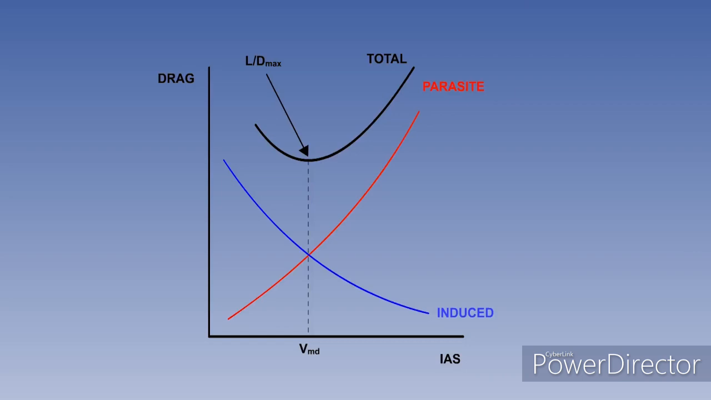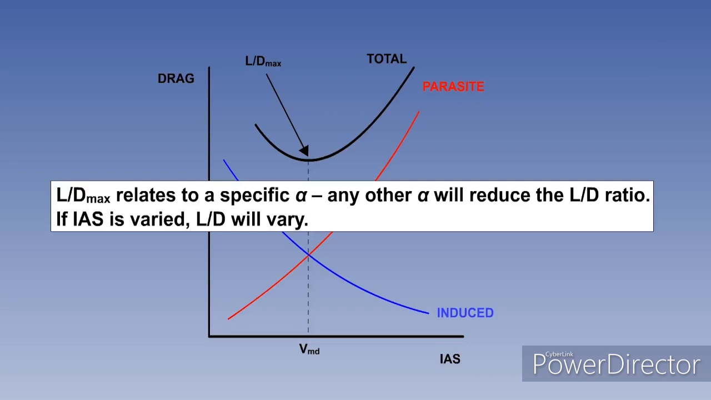Since flying at VMD incurs the least total drag for flight with lift equaling weight, the aircraft will also be at the angle of attack for the maximum lift-drag ratio, L/D max, which is around 4 degrees. It is important that you remember that L/D max is obtained at a specific angle of attack, and also that the maximum lift-drag ratio is a measure of aerodynamic efficiency.